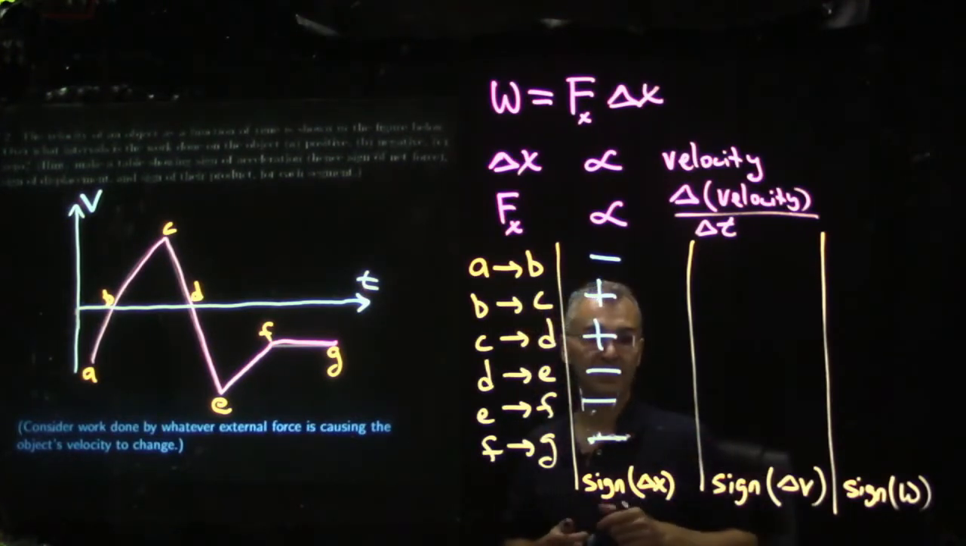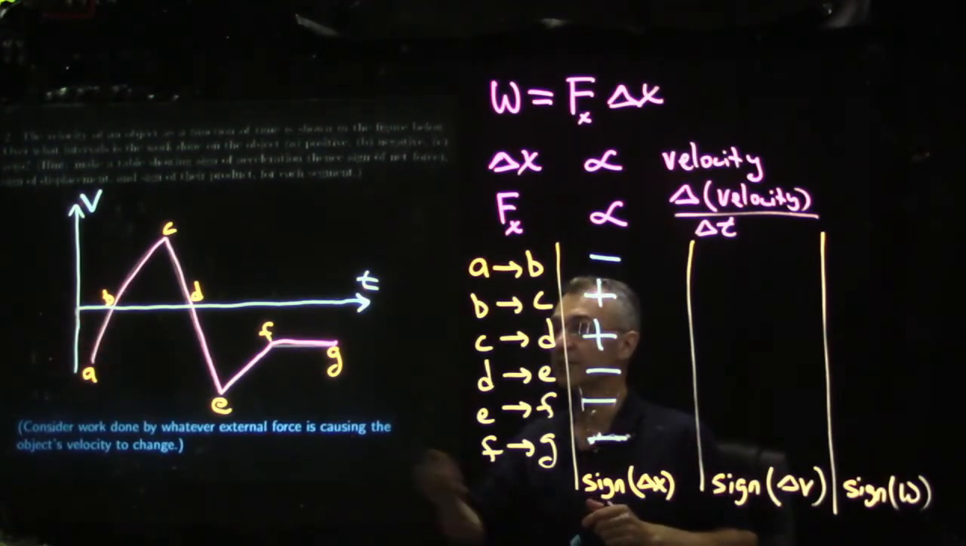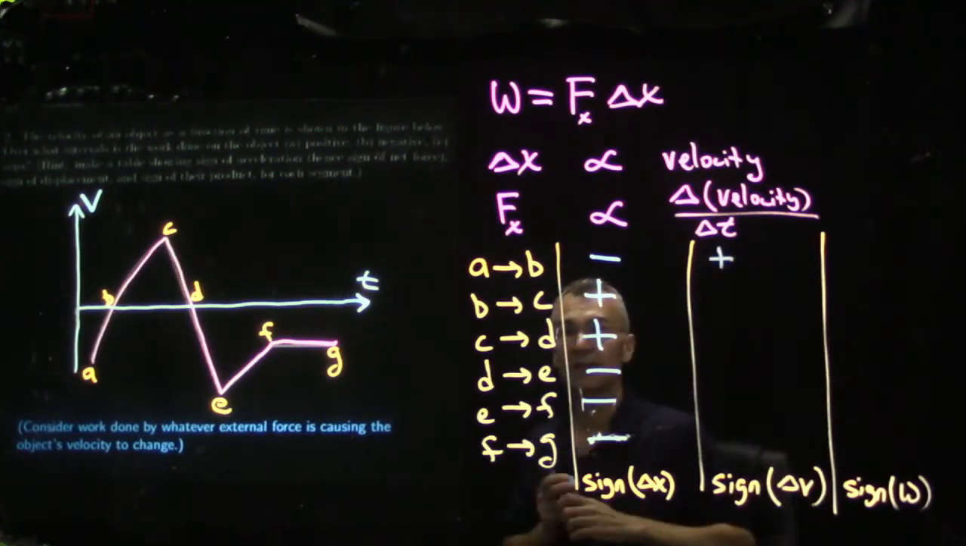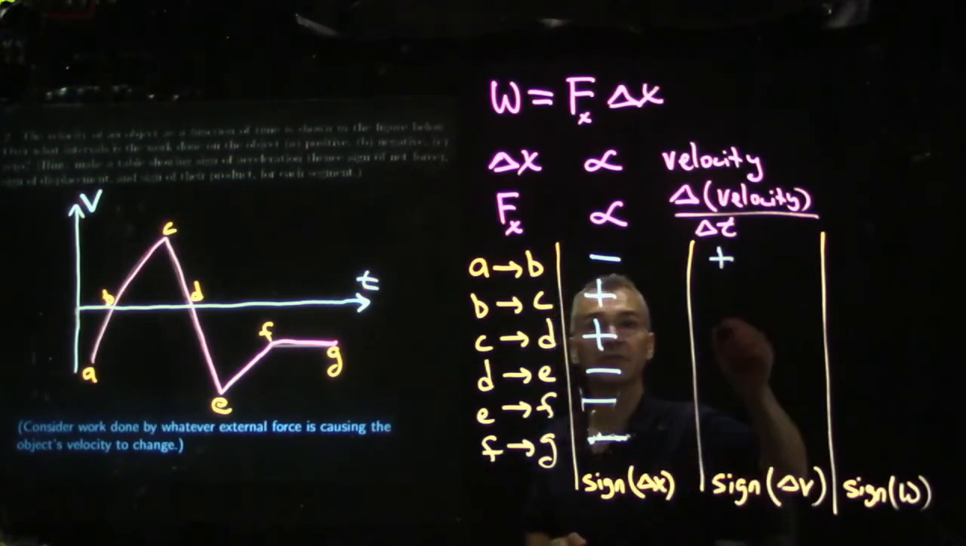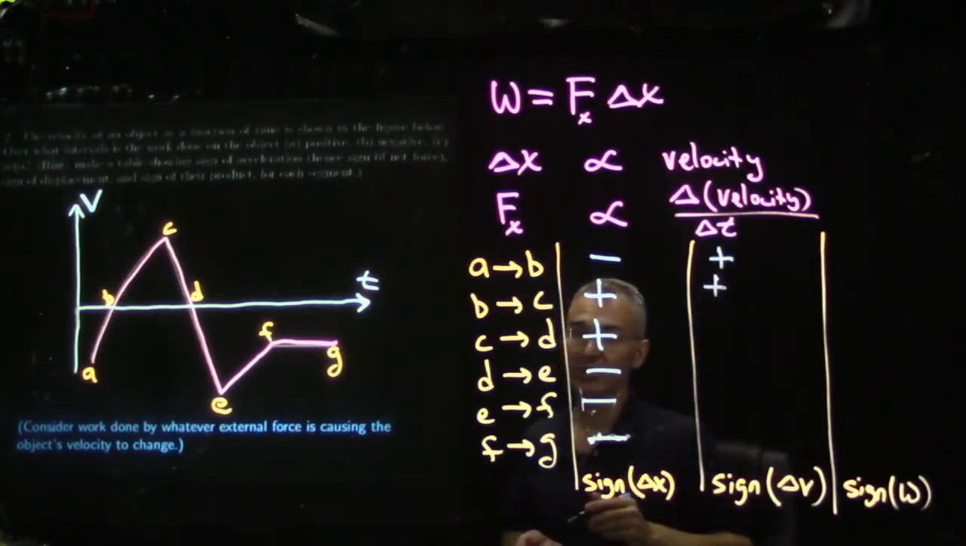So then let's look at the sign of the change in velocity. From A to B, the velocity increases, so that's a positive change in velocity. From B to C, the velocity increases, so that's a positive change in velocity. So that's a positive acceleration, since it's a positive change in velocity, and therefore it's a positive force applied to the object.